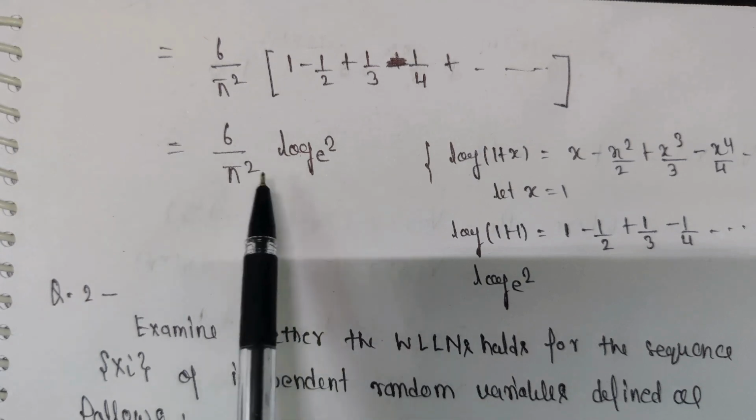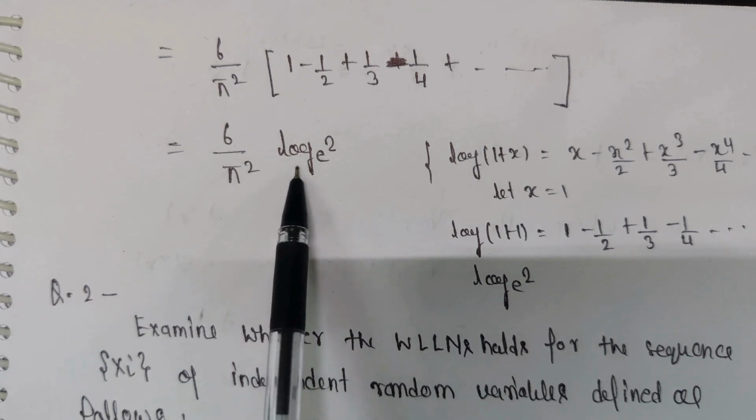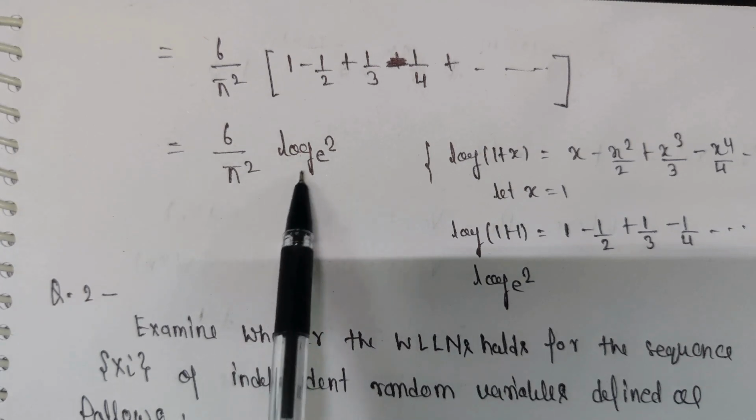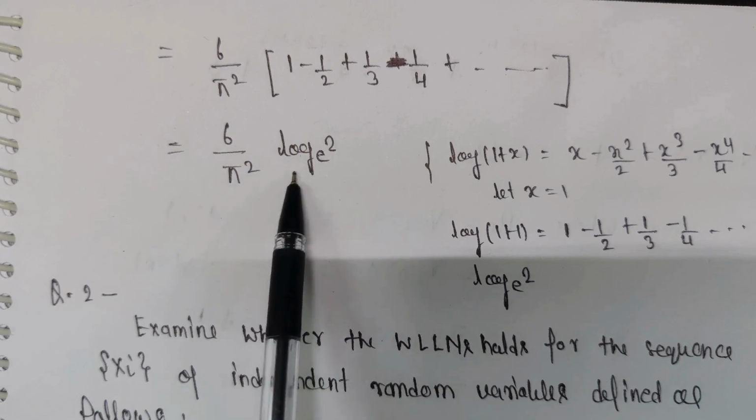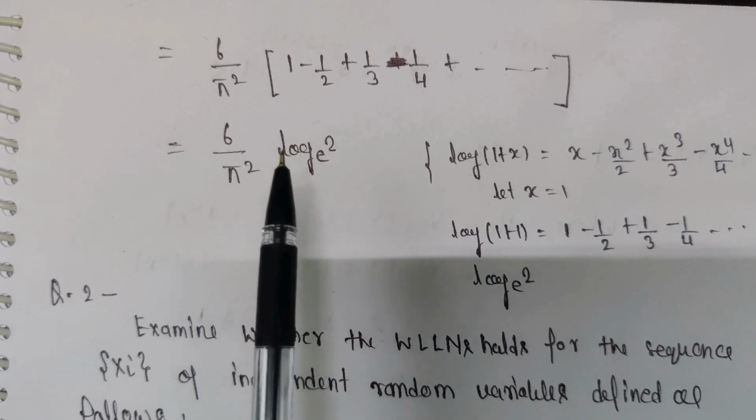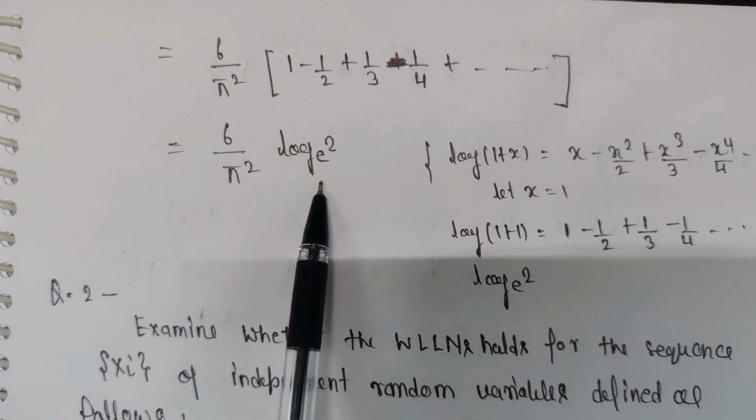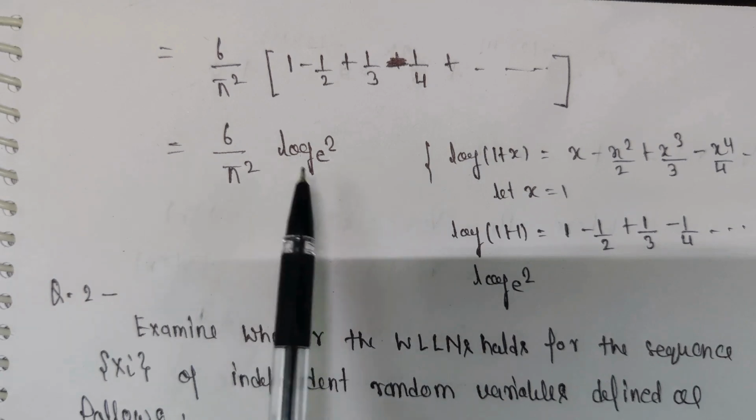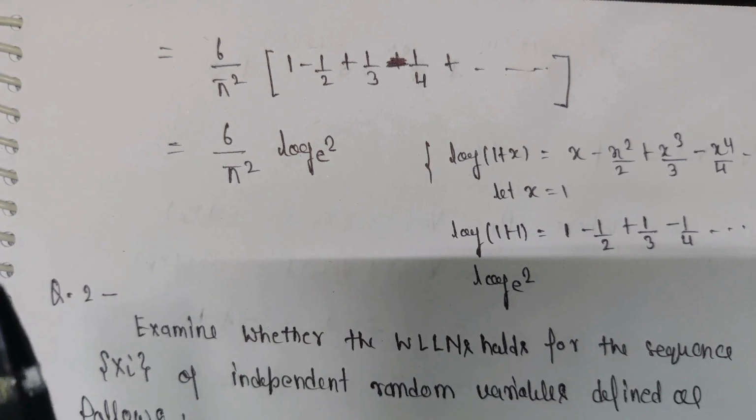Is it clear? So now you can see here this is free from k, or free from i. That means this is a finite value and this exists. So on the basis of Khinchin's theorem, we can conclude that the given sequence of random variables will hold the weak law of large numbers. Is it clear? Okay, so come to the second problem.